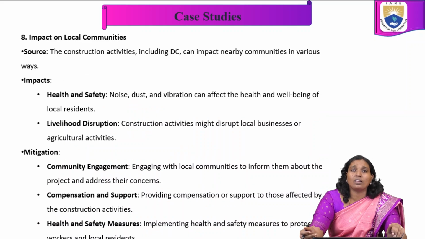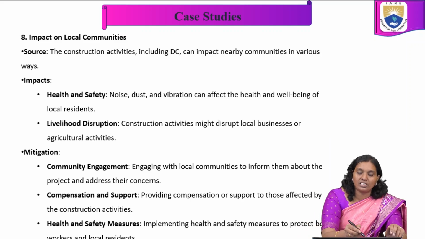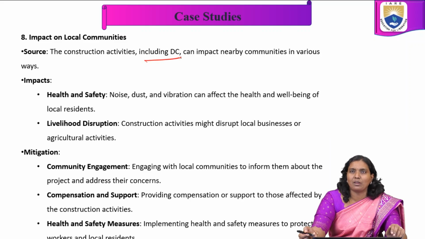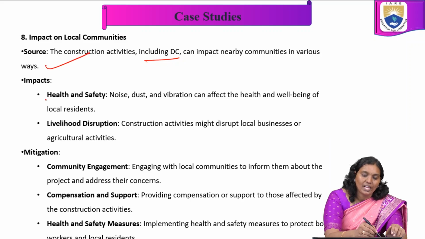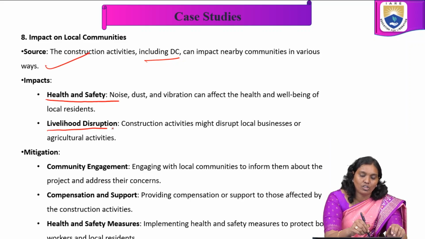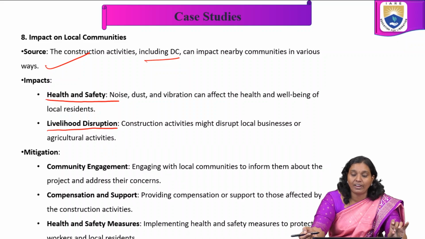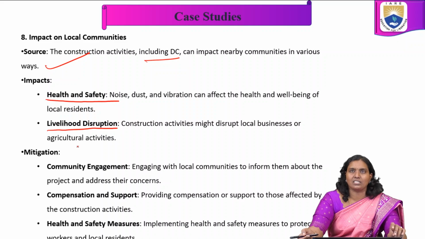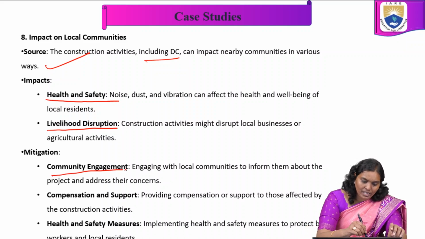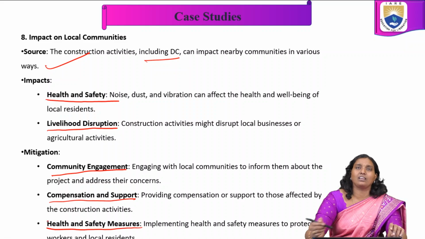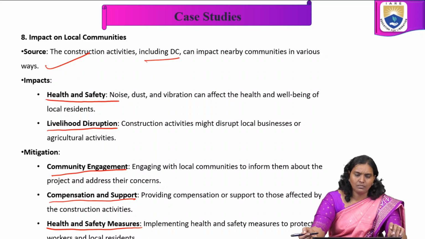In impact on local communities, the construction activities including dynamic compaction can impact nearby communities in various ways. Those impacts are health and safety, and livelihood disruption. So noise, dust, and vibration can affect the health and well-being of local residents, and also construction activities might disrupt local business or agriculture activities. So community engagement, compensation and support, and also health and safety measures we may consider to reduce these impacts which the dynamic compaction effects lead to.